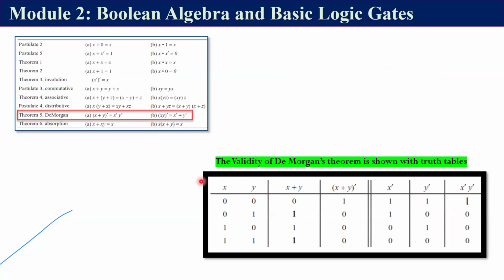Now, what I've done in this truth table here is that I've verified this A part of De Morgan's theorem. Okay? That's x plus y prime, which is what I have here, is equal to what? x prime, y prime. That's what I've done. I'm now saying use truth table also to verify this B part. Use your own truth table now, verify this right part.